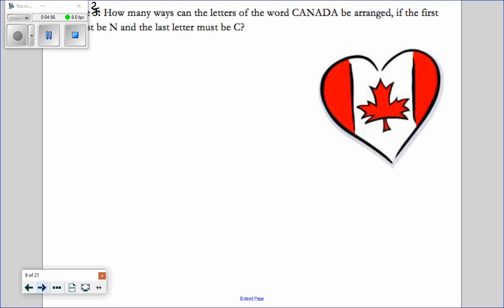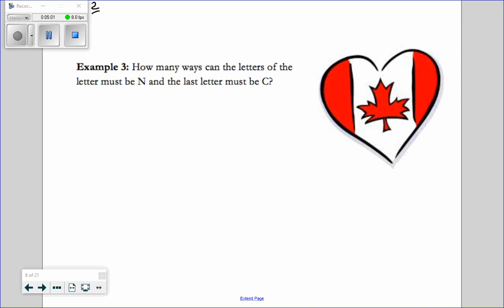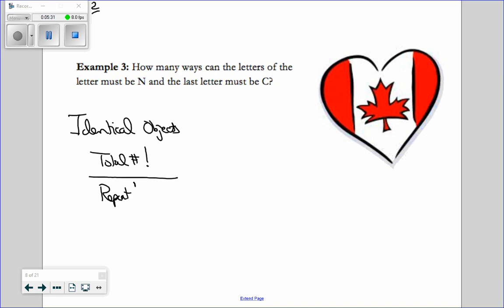Oh, this one's a little high. Okay, flip the page. So Josh, yesterday we talked about repeats. How do you deal with a word if there are repeated letters? All you have to remember is if you've got what I call identical objects. If you have the word Canada, there are 3 A's in it. What you do is you take the total number, factorial, and you divide it by each repeat factorial for as many repeats as you have.